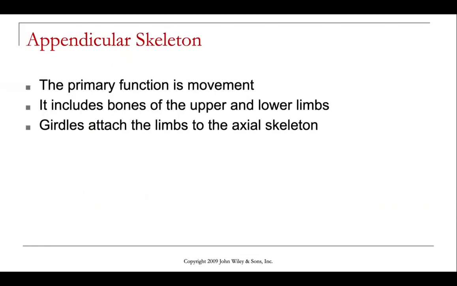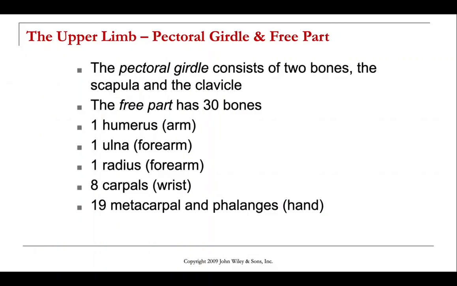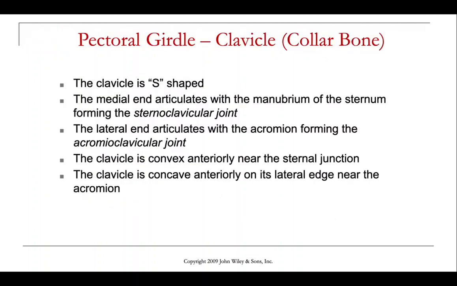The appendicular skeleton's main job is to be able to move. It's going to be your upper and lower limbs, as well as the girdles that are going to attach these to the skeleton. So your pectoral girdle is going to have 2 bones, the scapula and the clavicle. The free part of it has 30 bones, a humerus, an ulna, radius, 8 carpals, your wrist bones, and 19 metacarpals and phalanges in your hands.